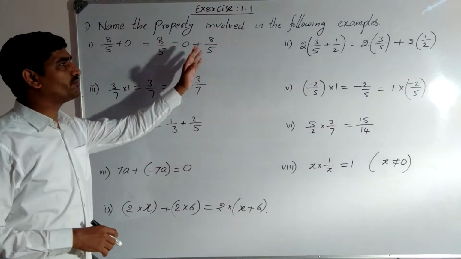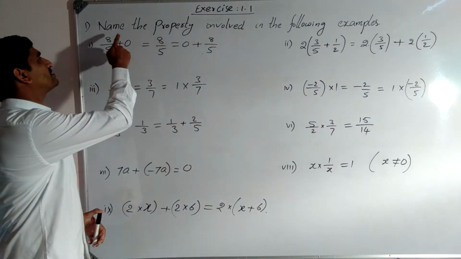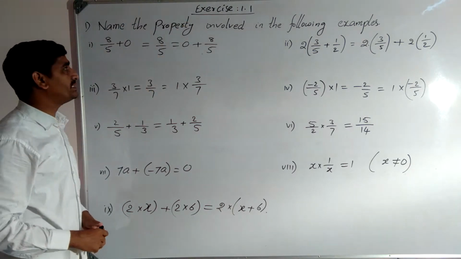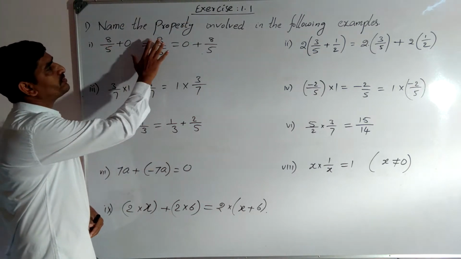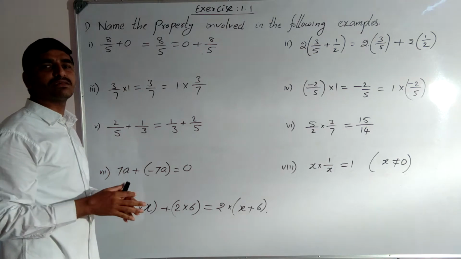Name the property involved in the following examples. This is the first question in exercise 1.1. Here we have to give the name of the property. What kind of properties are there for us?